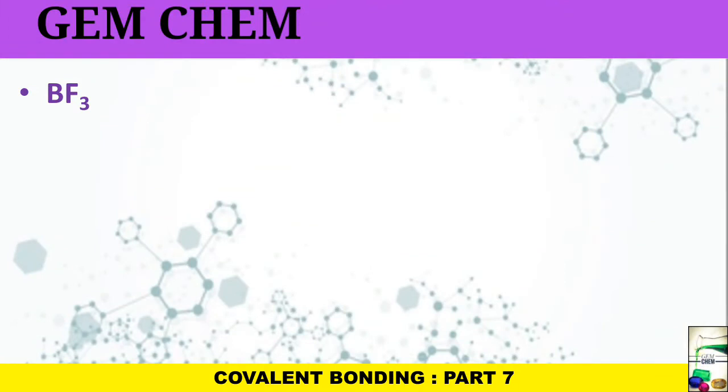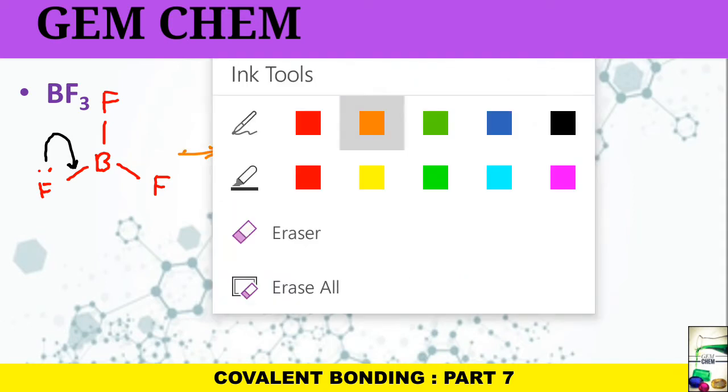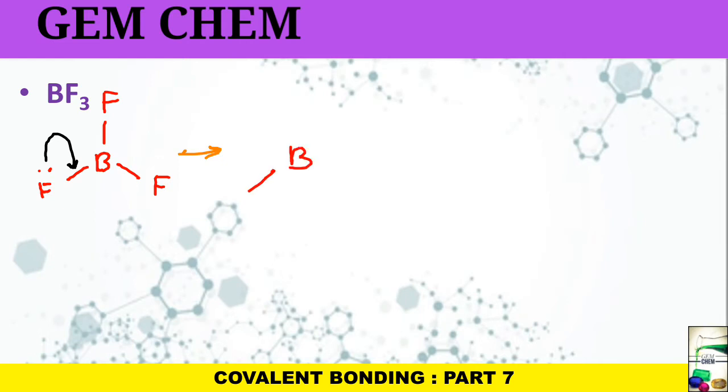Next is BF3. We will deal with BF3. This is also trigonal planar in nature. So this has B, F, F and F. F also has lone pairs of electrons, and these lone pairs are being donated, right. So fluorine will now have a positive charge over it. So here we have a double bond to fluorine, a positive charge, and here a negative charge.